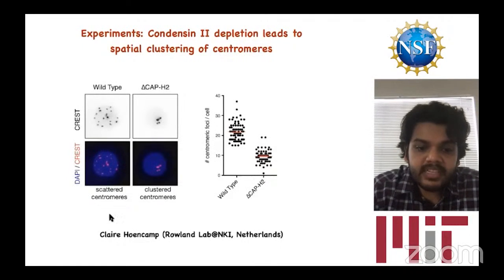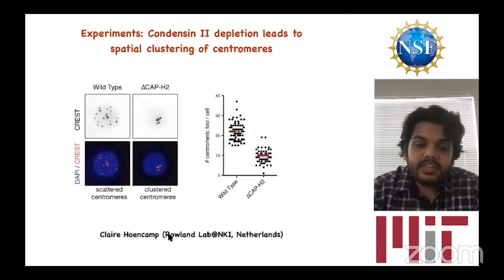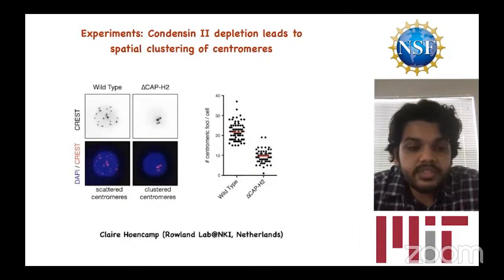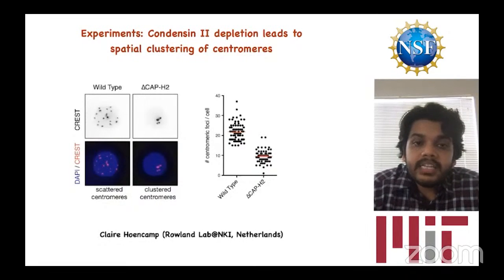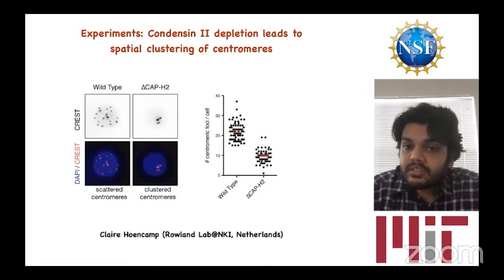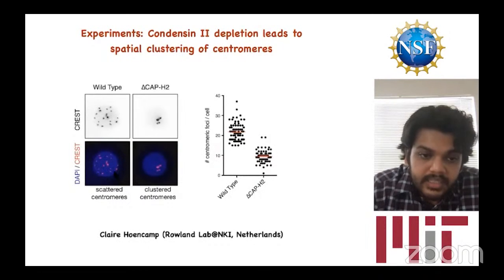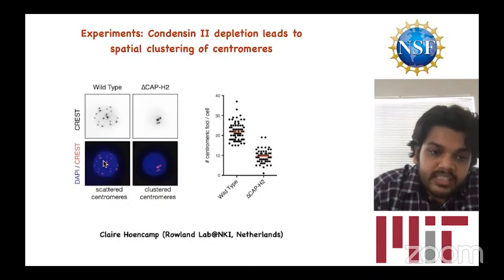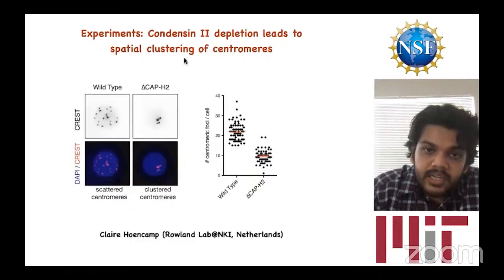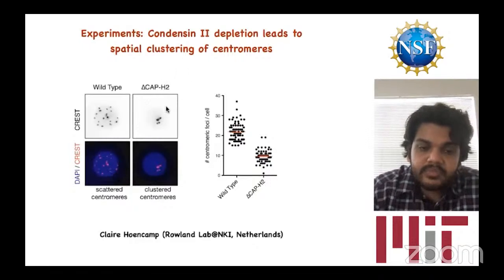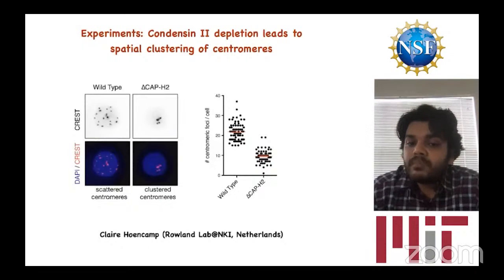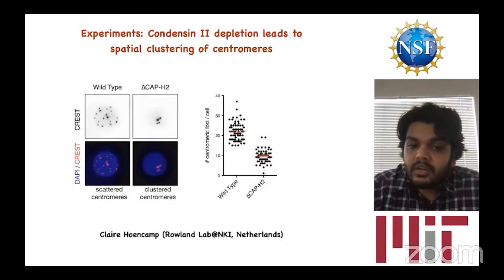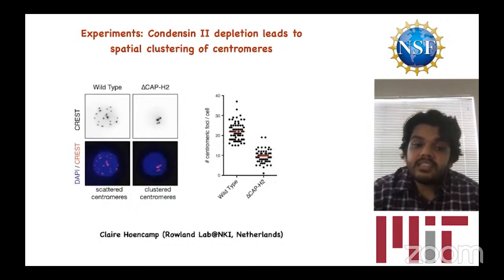So these are experiments done by our collaborator Claire in Benjamin Rowland's lab at the National Cancer Institute in the Netherlands. And what she finds is that condensin 2 depletion actually leads to spatial clustering of centromeres. So what you see here is DNA in blue, and these dots are centromeres. Upon depletion of condensin 2, all the centromeres cluster, and the number of clusters roughly decreases by a factor of 2 upon condensin 2 depletion.